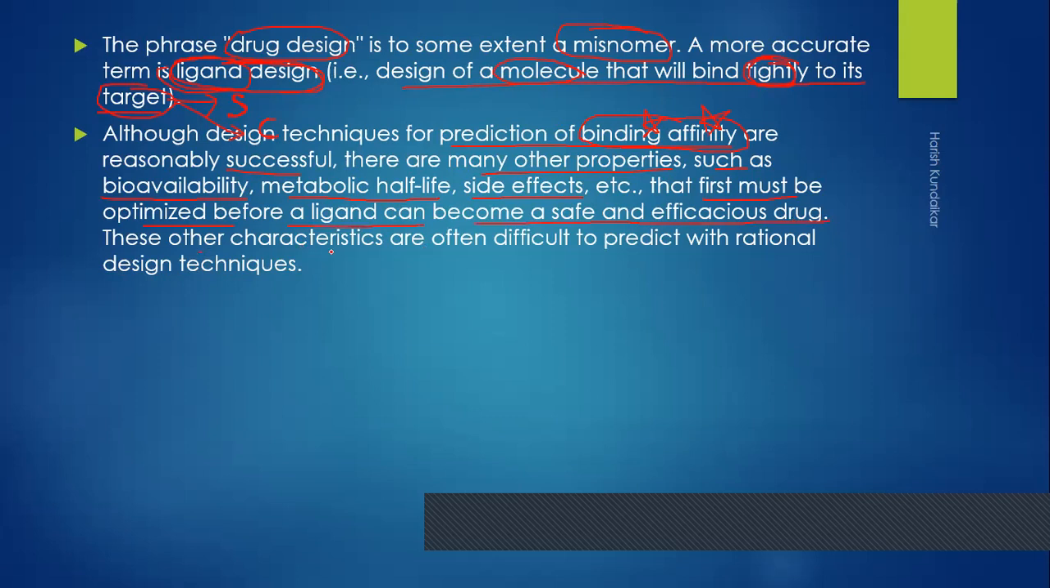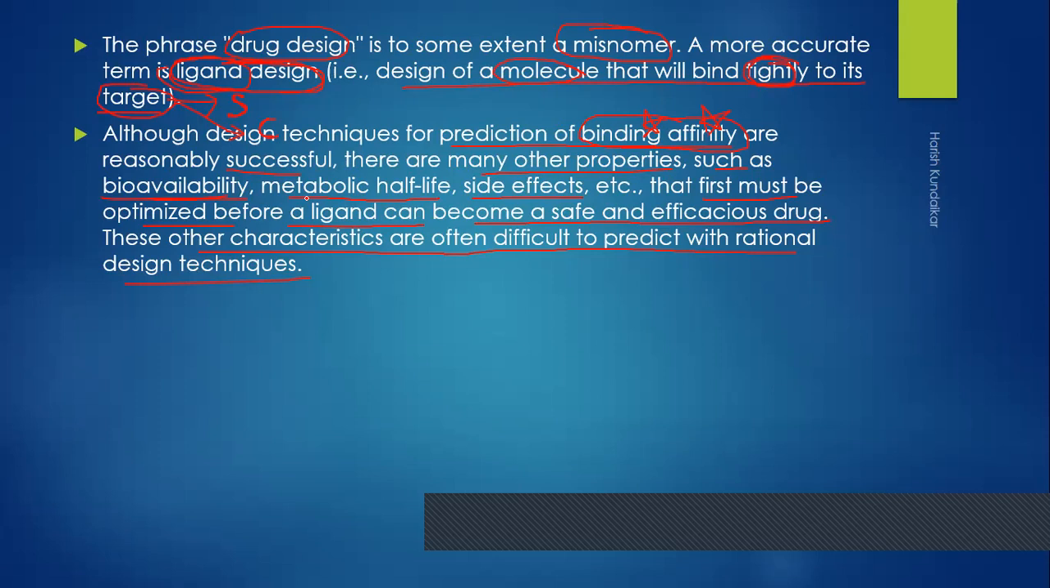So these are the other characteristics which are often difficult to predict with rational drug design techniques. Usually in drug design, we try to predict the binding affinity, but predicting bioavailability is slightly difficult, because there can be many factors. As we talked about yesterday, Lipinski's rule of five explains the five ways via which the drug can enter into the cell or cross the barriers that are present in our bodies. All of those ways can come into the picture.